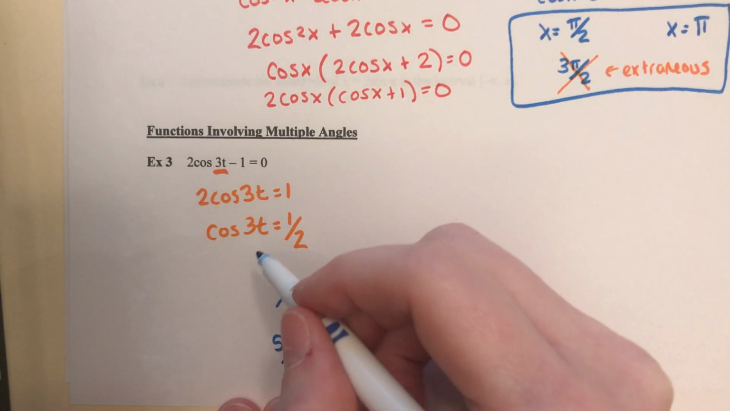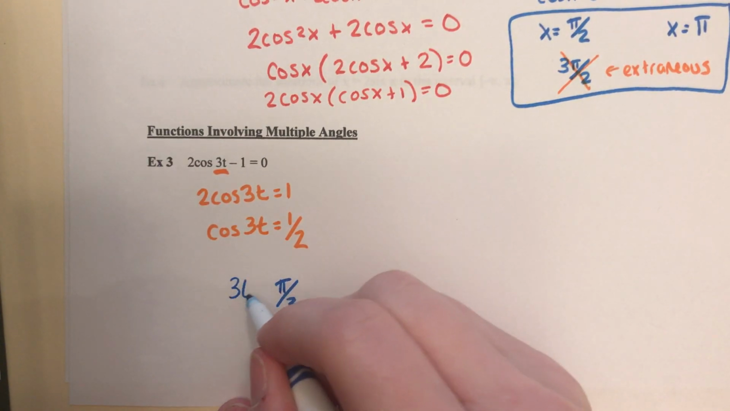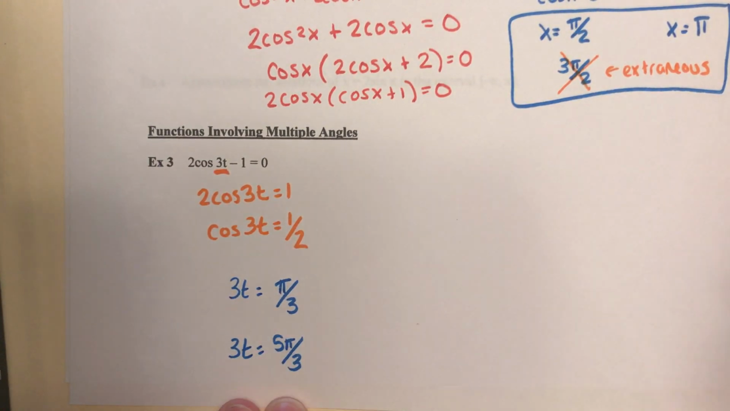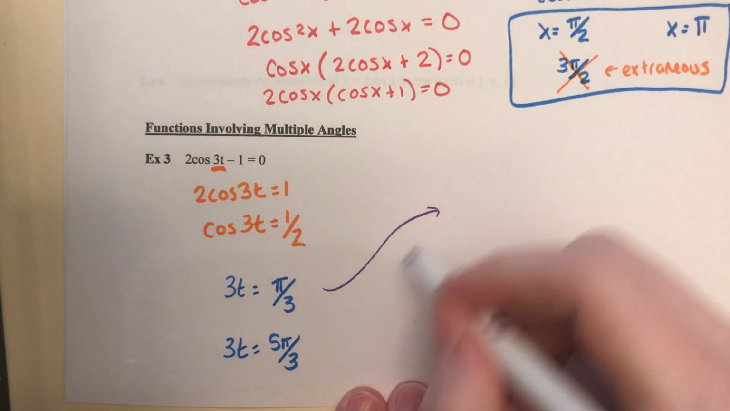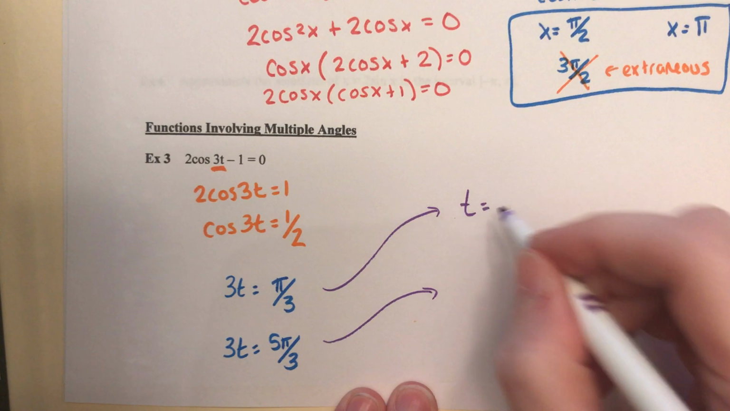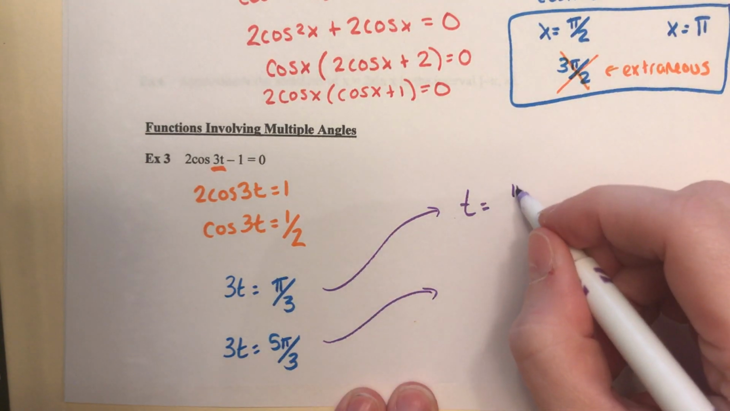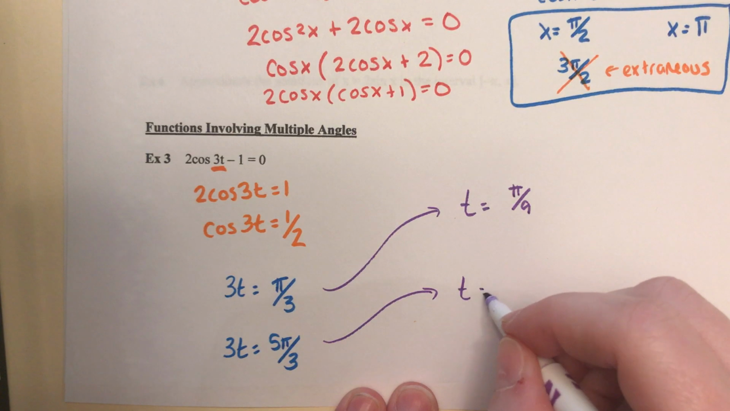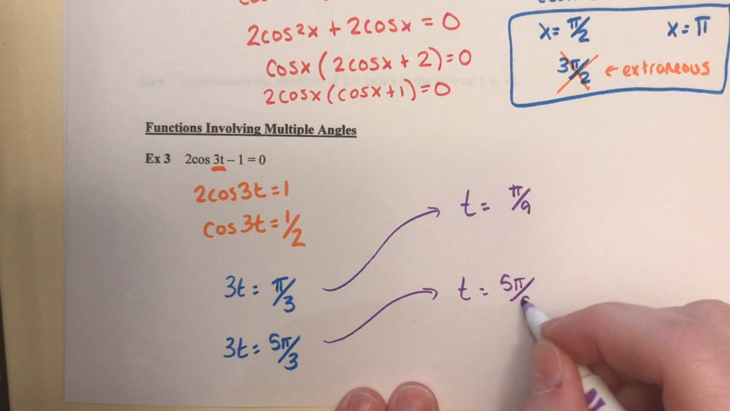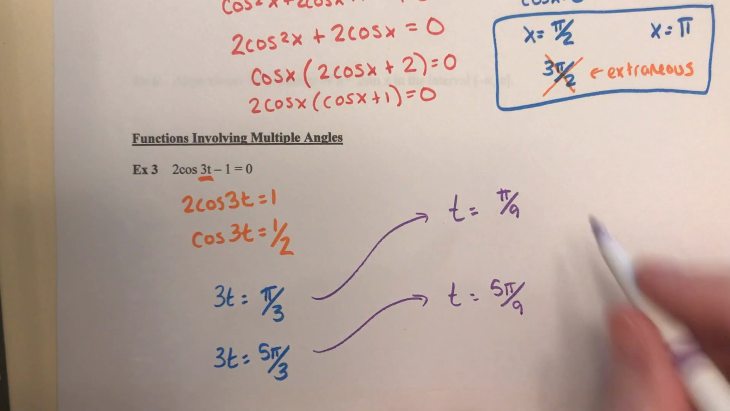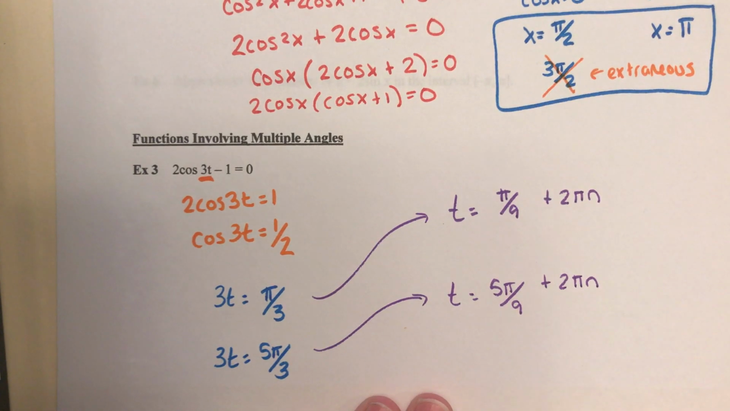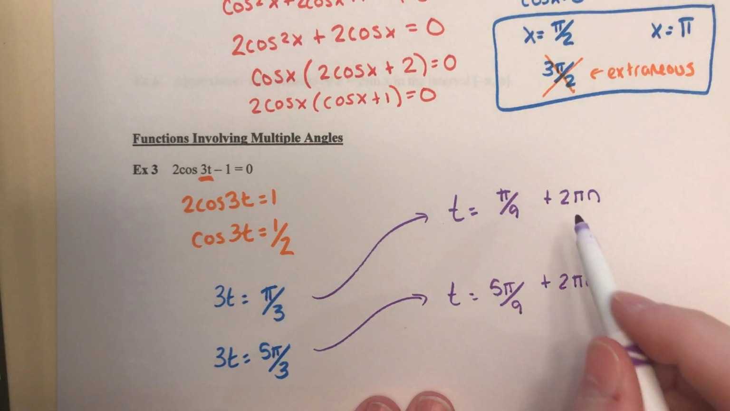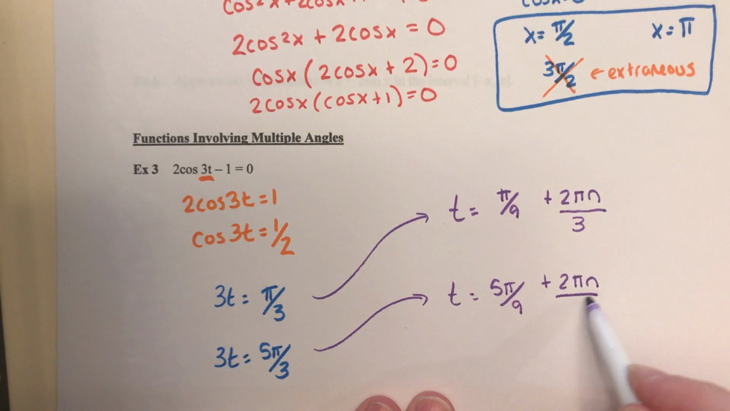Now normally we'd say x equals, but here it's 3t equals. So that means we've got one more step to do. We've got to now solve for t, meaning I've got to divide by 3. So t would equal pi divided by 3 gives me pi over 9. And that would give me 5 pi over 9. Now, normally we would add a 2 pi n after both of these. But that's again for just x. So these also have to be divided by 3.